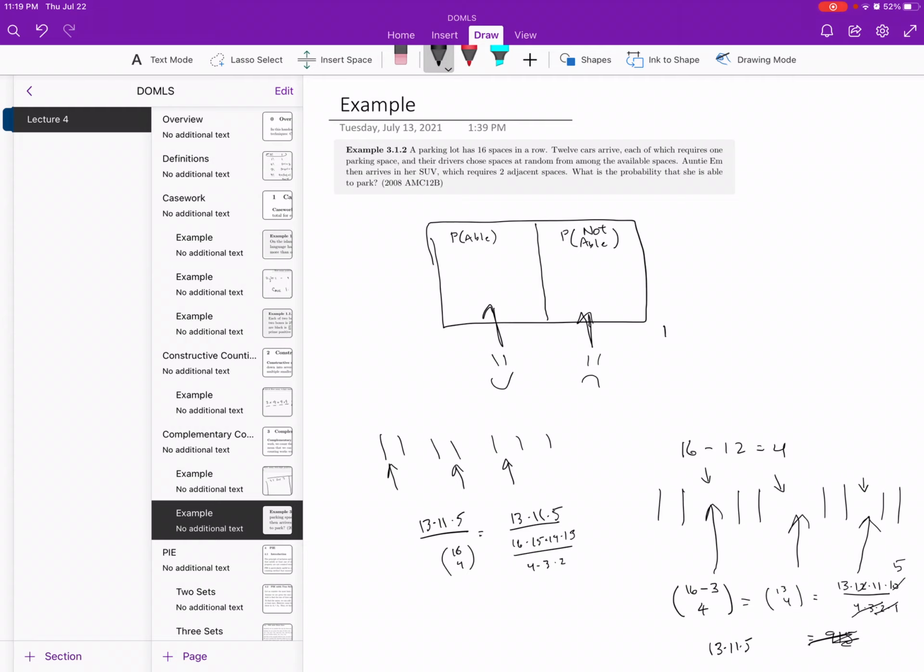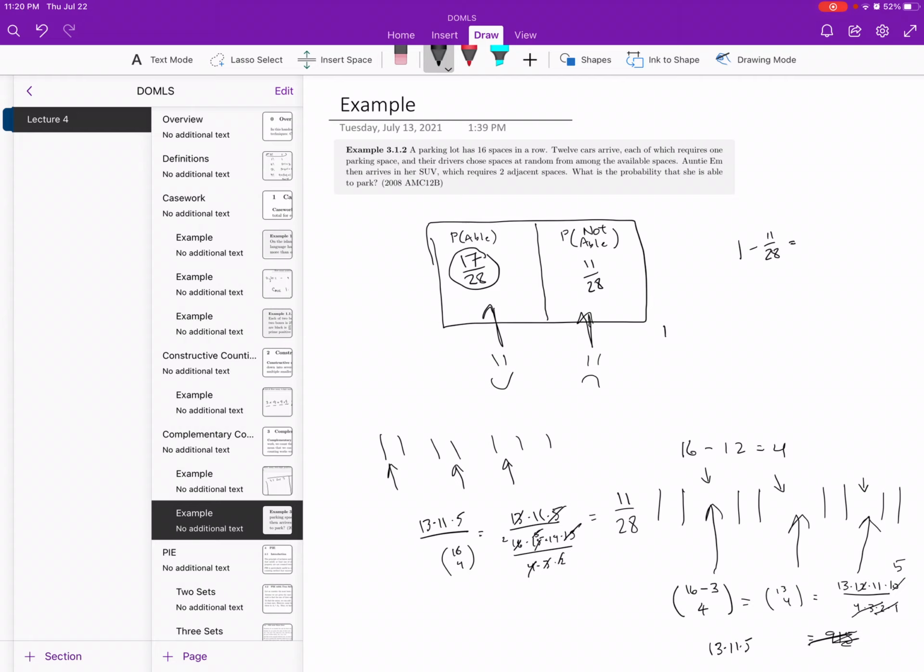And let's do our cancellation. 1, 4, 3, 13 cancels. And 5 cancels. So in the end, we get 11 over 28. So 11 over 28 is the part that we don't want. So what is the part we want? 1 minus 11 over 28, which gives us 17 out of 28. So that is our answer, 17 over 28.